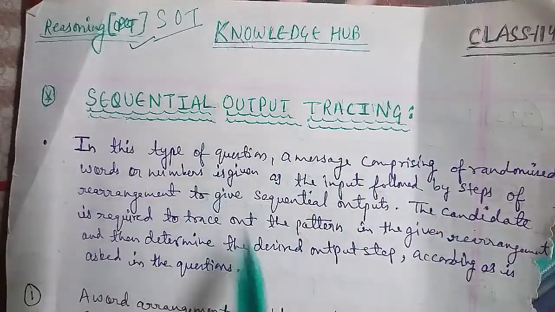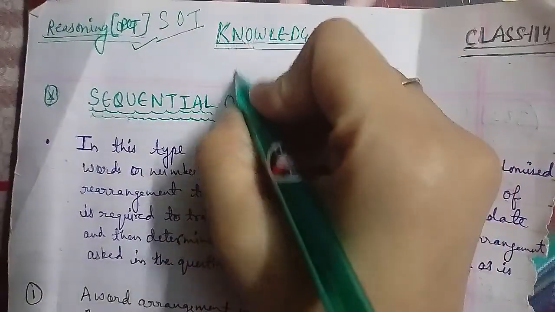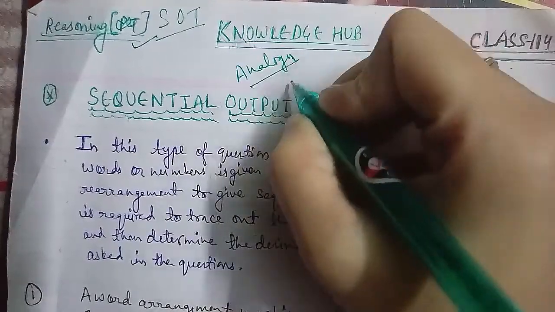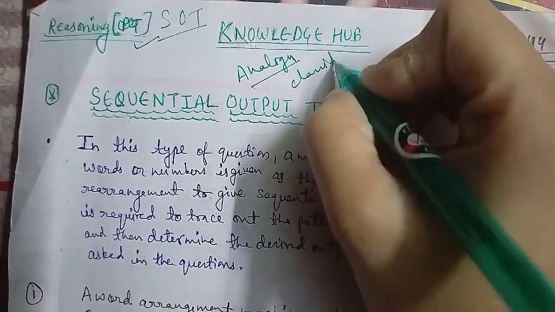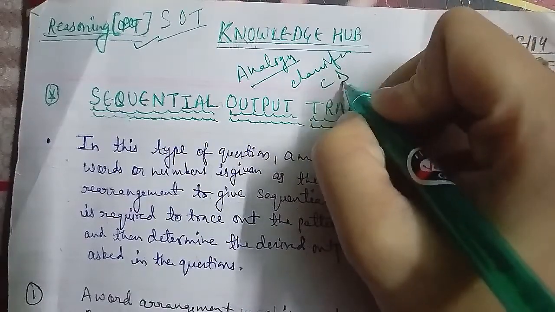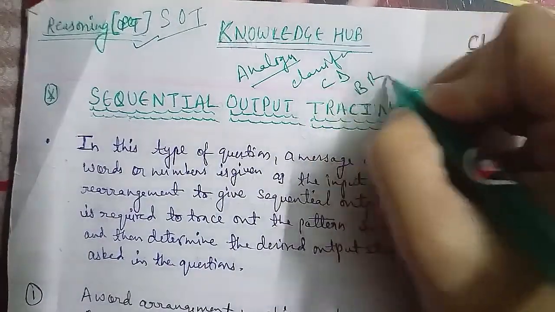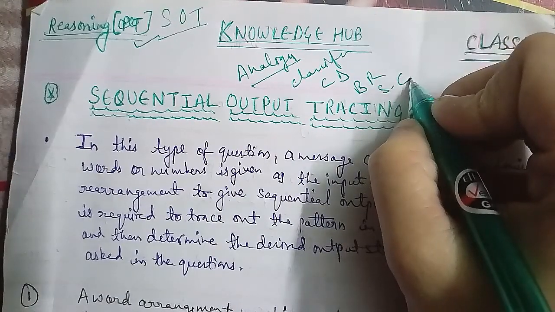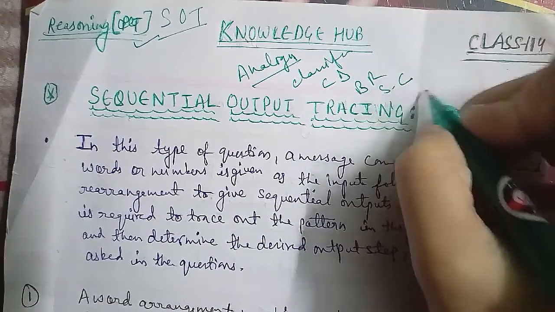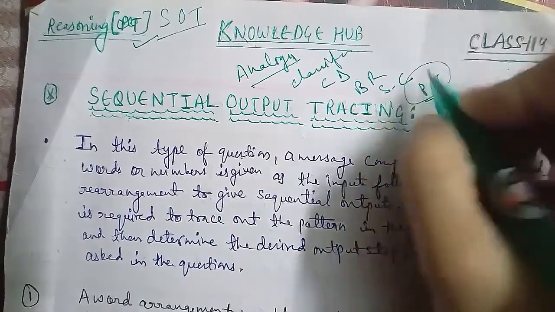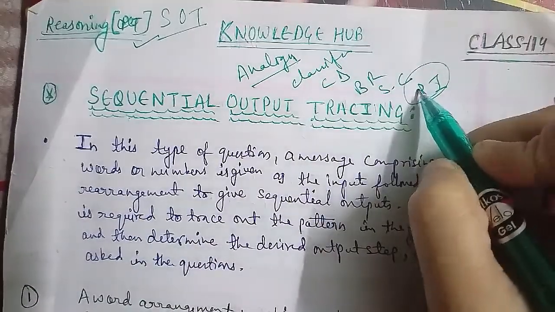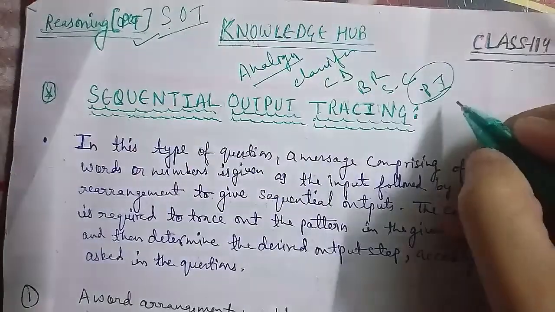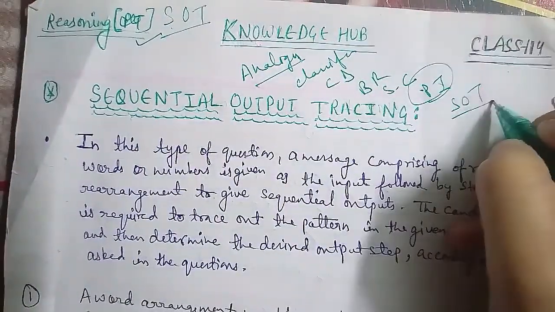As I had told you, we have covered analogy, classification, coding and decoding, blood relation, sequences, series completion, and of course the puzzle test. In total we have covered 6 topics in reasoning, and now we are continuing with the 7th topic, that is SOT, which we call sequential output tracing.